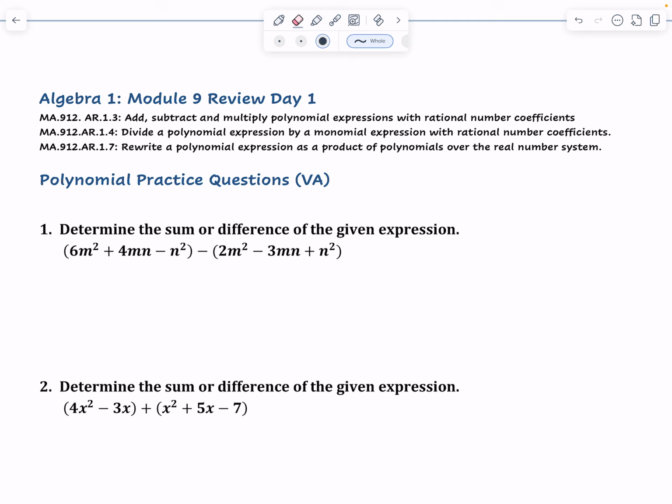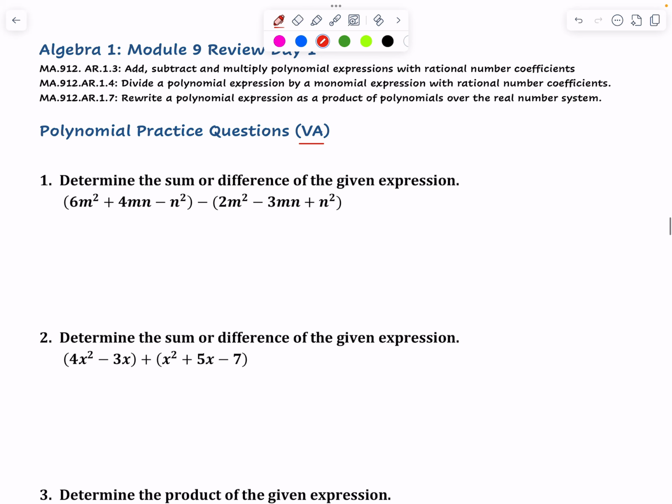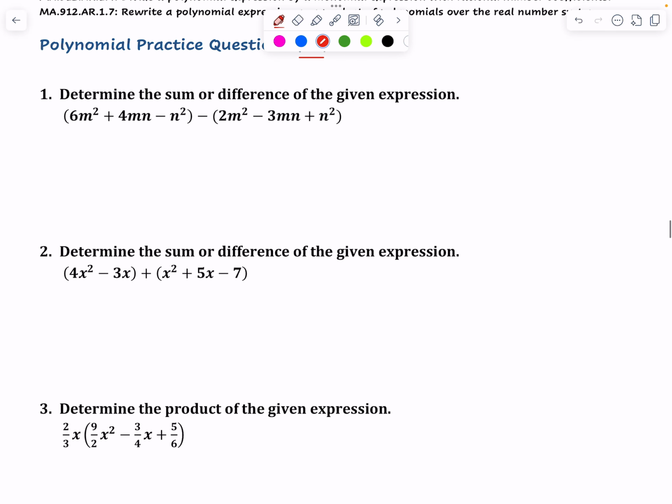The next piece, the document is on Canvas. So if you want to go look at the document and you want to try version B independently on your own, the answers to it will be on the last page of the document. I have version A here without the multiple choice answers, and I'm going to be working through these.